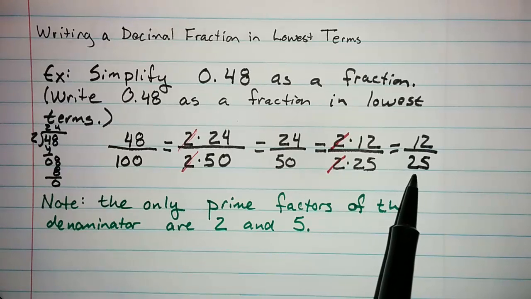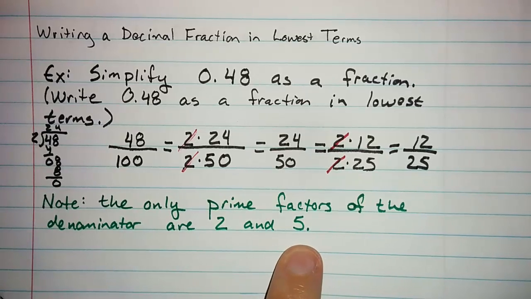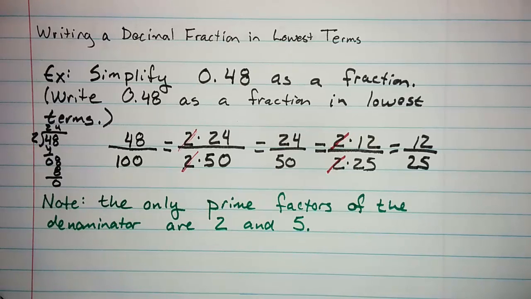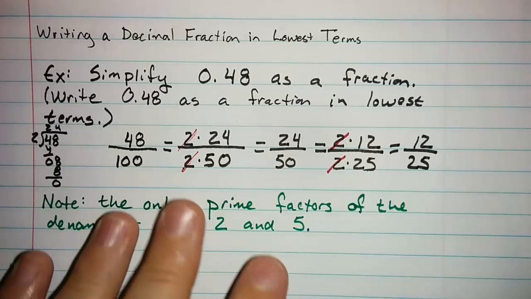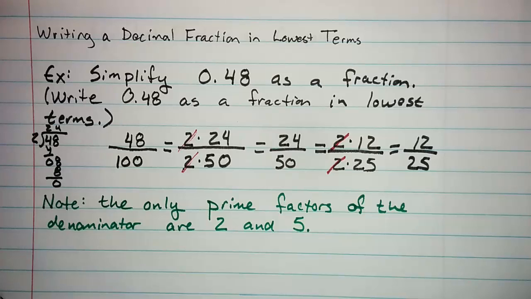25 is no longer an even number. We've canceled out all of the factors of 2. 12 is not a multiple of 5, so this is in lowest terms. Again, we only need to check for factors of 2 and factors of 5. Now, if we spot larger factors that we can cancel, that's fine. You might have, for example, immediately spotted that each of these numbers was a multiple of 4. But if you don't see it, don't worry about it. You can always go one 2 at a time or one 5 at a time.